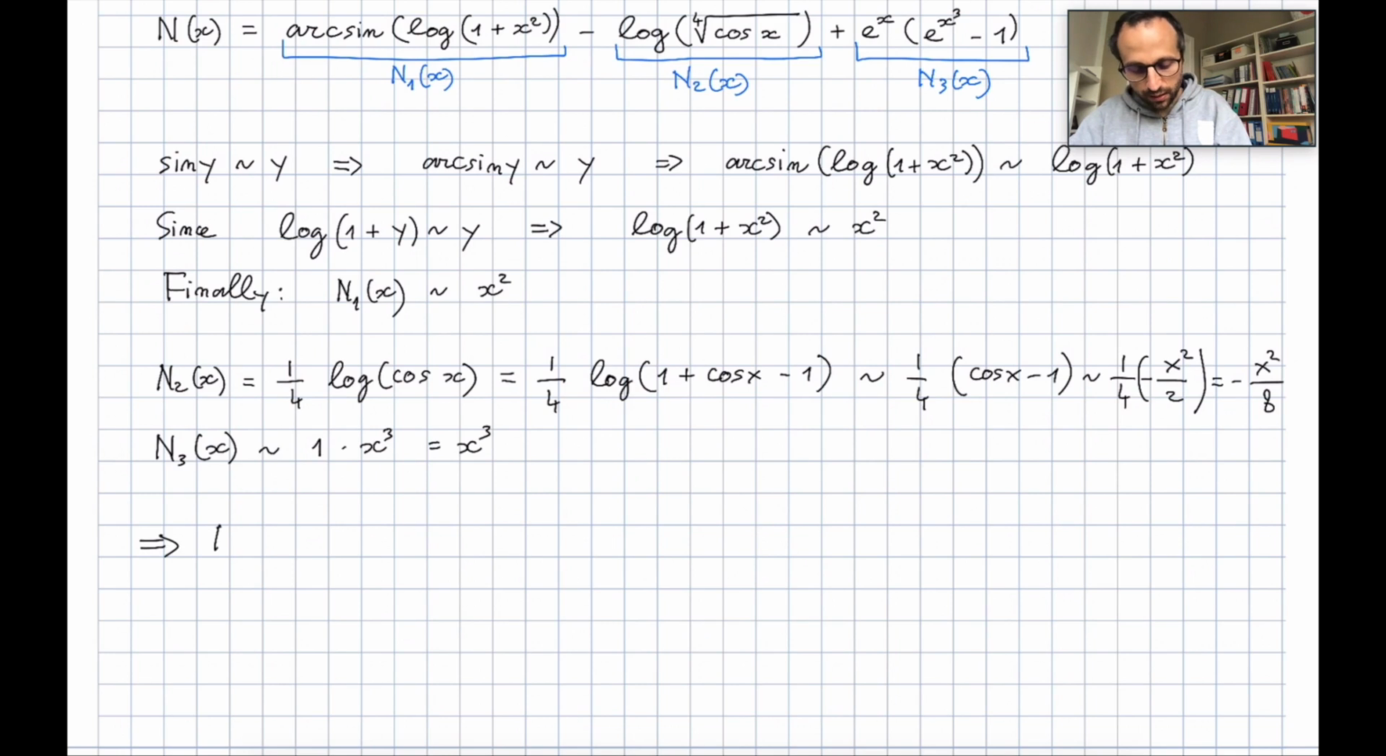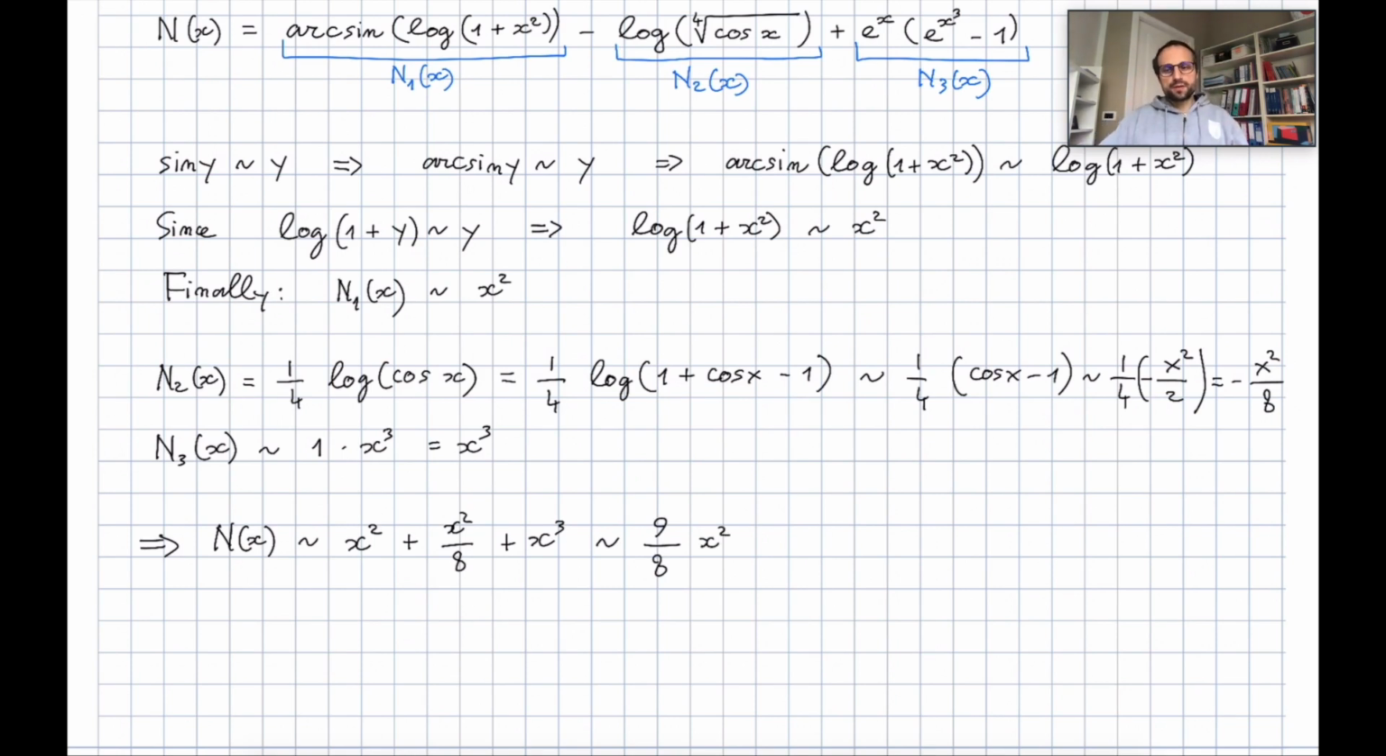We have obtained that n of x is asymptotic to x squared, here n1, then I have minus n2, which gives me plus x squared over 8, plus n3, which is x cubed. And now a very simple observation is the following. You see here I have powers of 2, but here I have 3, and 3 is negligible with respect to the others, because as x goes to 0, this becomes much smaller than these two terms. And so this is, again, asymptotic to the sum of the first two terms, which is 9 over 8 x squared.